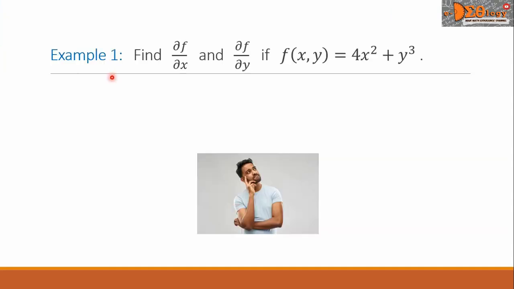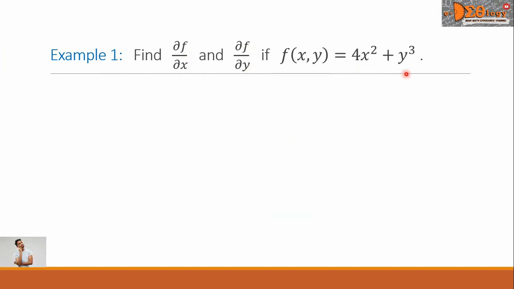Let's have example 1. Find the partial derivative of f with respect to x and partial derivative of f with respect to y if f of x, y equals 4x squared plus y cubed. Let's begin with the partial derivative of f with respect to x.